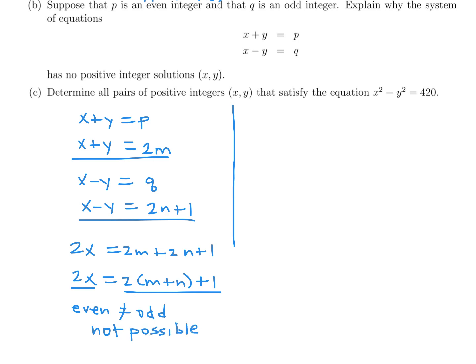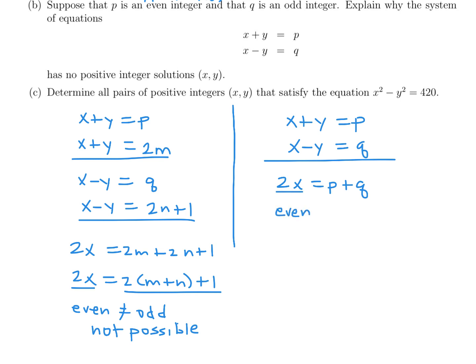The other way is to immediately talk about P and Q without introducing all this M and N stuff, and then just add them. When you add them, you get 2x is equal to P plus Q. Now 2x, that's an even number. Regardless of what x is, 2 times something is always going to be even. This is P plus Q. P is even, and Q is odd. And when you take an even and add it to an odd, you get an odd. Right? You can try it. Like if the even number was 4 and the odd number was 5, that would be 9, and 9 is odd. So obviously even is not equal to odd.